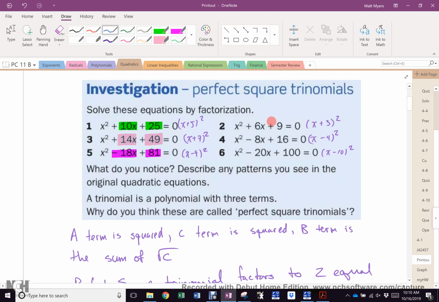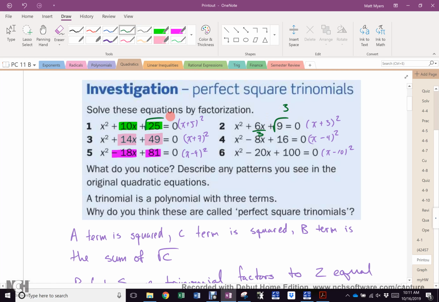Preston. The B term is divisible by the root of C. You're so on the right track. It's stunningly impressive to me. What Preston is saying, if he takes the square root of C, which is 3, he can divide that by 3 to get what number? 2. Everybody see that? Does that work in all of them?